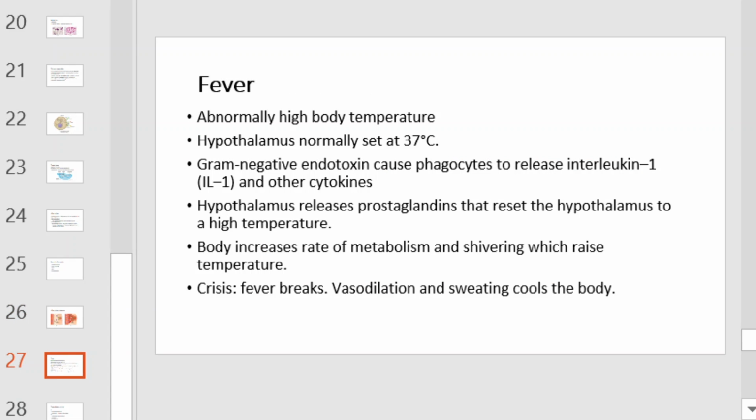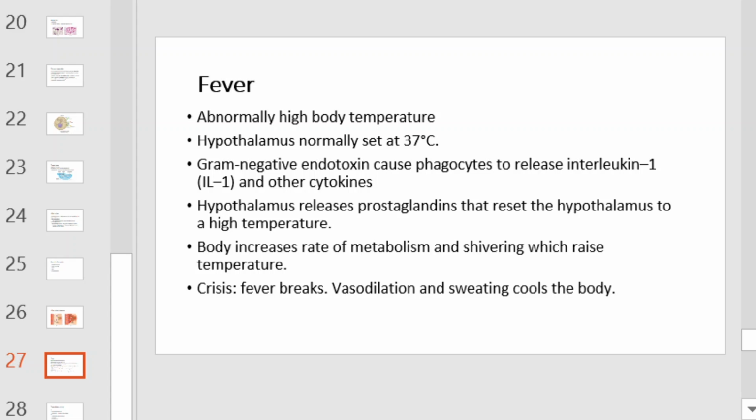Fever. Fever is an abnormally high body temperature and is a generalized defense used to slow the growth and potentially kill a pathogen simply by elevating the body temperature to a level higher than the foreign pathogen can tolerate. The hypothalamus normally sets our body temperature at 37 degrees centigrade or 98.6 degrees Fahrenheit.